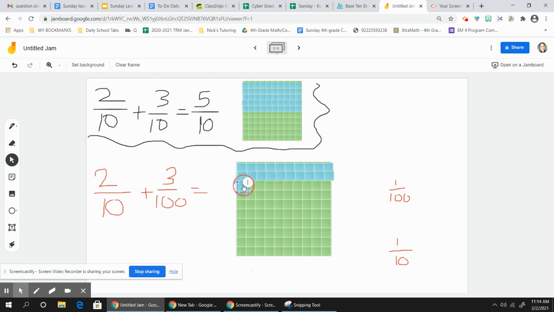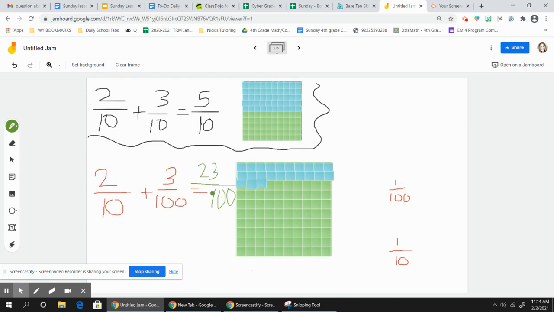Okay, so here's 1/100th. Here's 2 hundredths. And here's 3 hundredths. When we go through and count these, here's 10 plus 10 more is 20, 21, 22, 23. We can see that 23 out of 100 parts are filled in. So our answer is 23 hundredths.